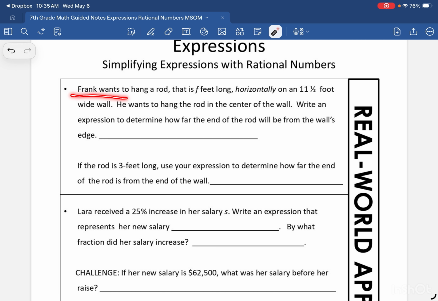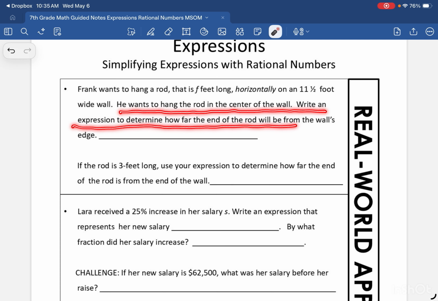Frank wants to hang a rod that is F feet long horizontally on an 11.5 foot wide wall. He wants to hang the rod in the center of the wall. Write an expression to determine how far the end of the rod would be from the wall's edge.